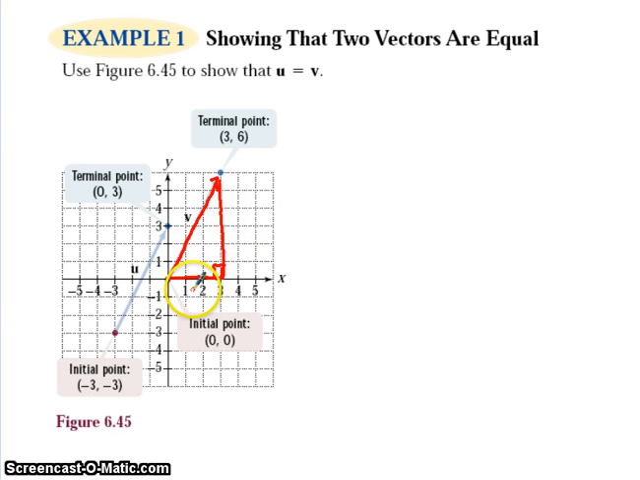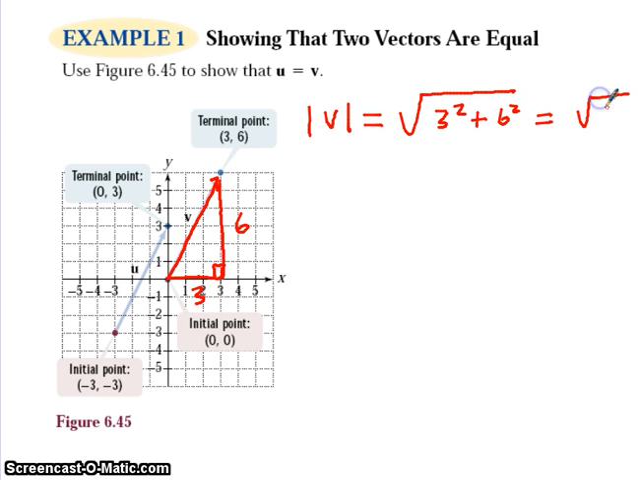So we have a 3 here and we have a 6 here, and we can find the length of vector v by using that distance formula. Essentially, it's the Pythagorean theorem. So we have 3 squared plus 6 squared. Take the square root of it, and we end up with square root of 45.